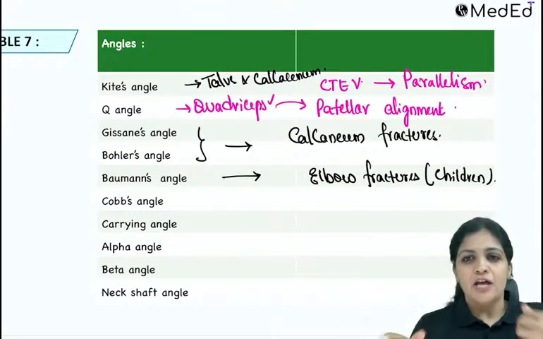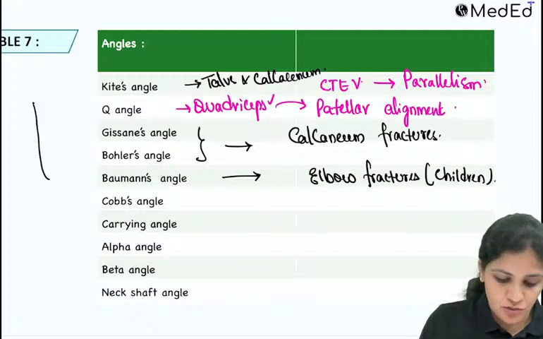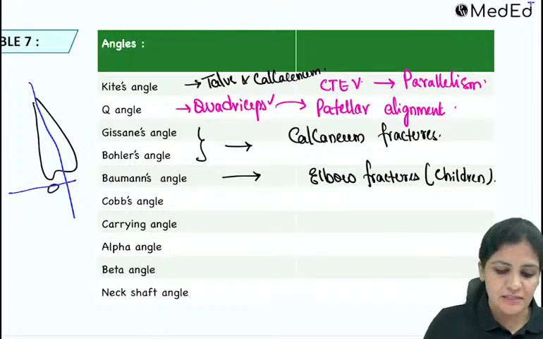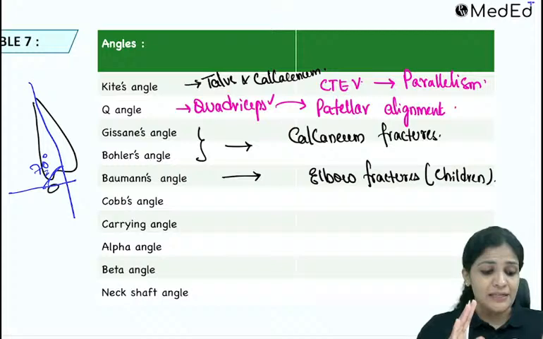So what is a Bowman's angle? If this is your humerus and this is your capitulum, there is a line which is drawn along the humerus and the capitulum. This is almost near to some 70 degrees like that, and this is always in comparison.